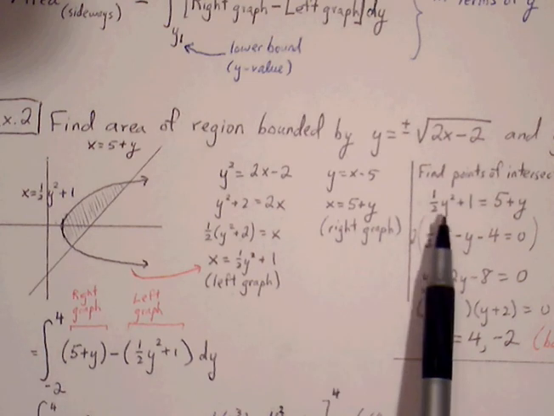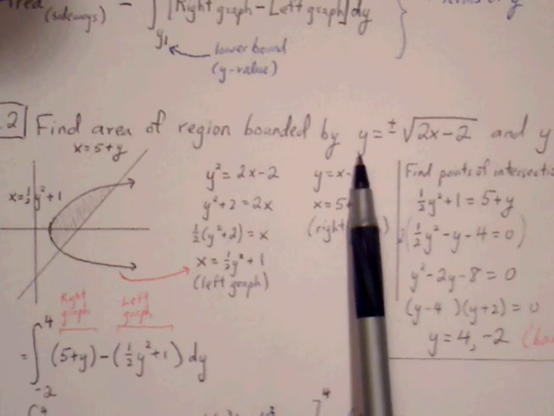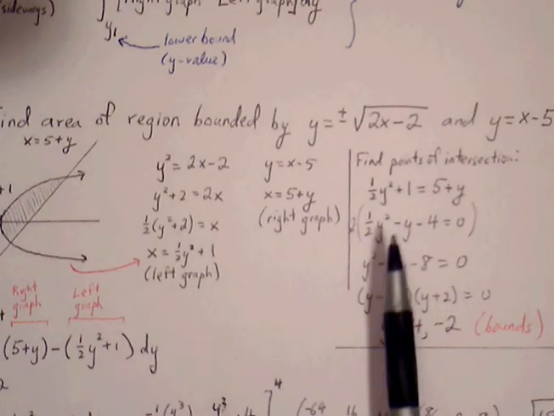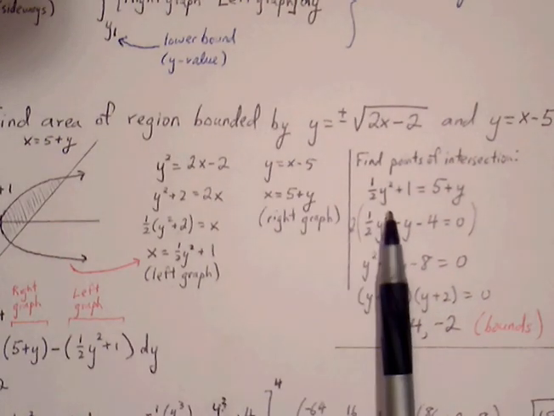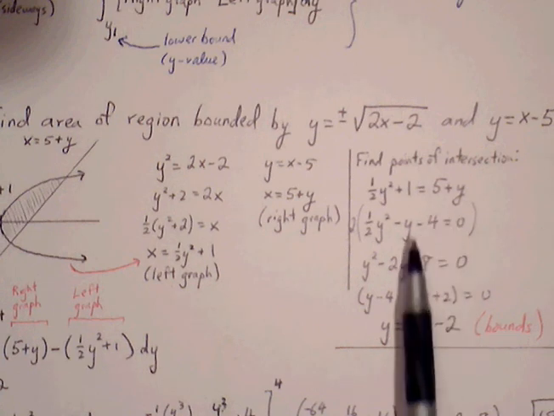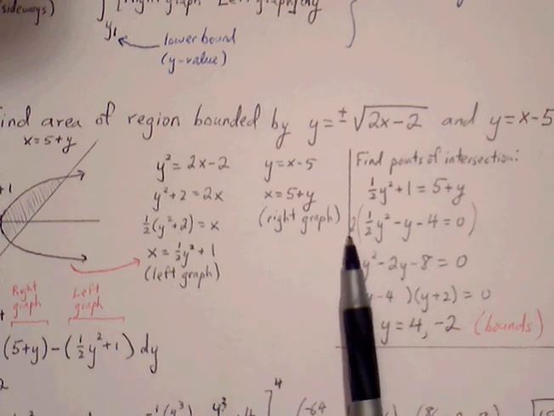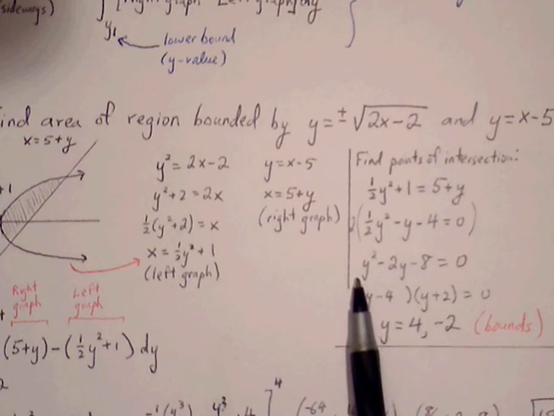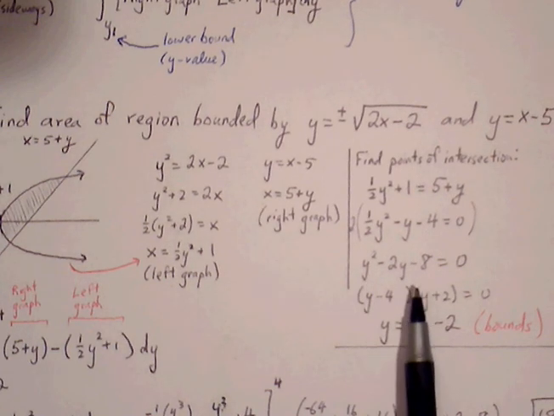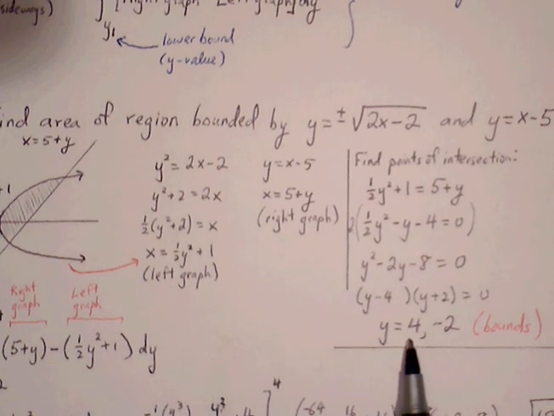Okay. We need to find the points of intersection because we need to find the bounds. So the way we do that, we set our two equations equal to each other, the 1/2 y squared plus 1 and the 5 plus y, set them equal to each other, bring everything over to one side. And if I want to factor, I want to first get rid of that 1/2, so multiply everything through by 2. And I'm left with y squared minus 2y minus 8, which factors to be y minus 4 and y plus 2. And we have our y values, 4 and negative 2.